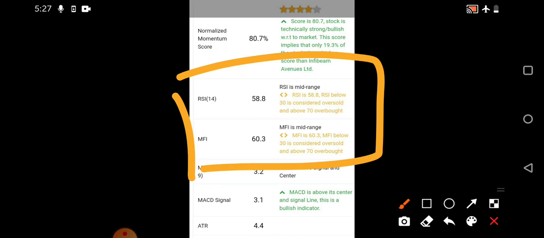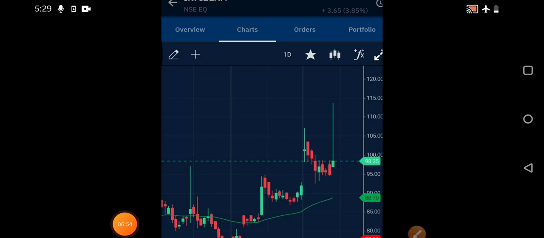Basically we deal with two regions: one is 20 and one is 70. If any stock goes below 20, it is called oversold, and if it goes above 70, it is called overbought. Currently you can see it is near 60, in the mid range. Before March 20 we may see some volatility, so try to handle that carefully. If you are already invested, you will definitely have maximum benefit of Infibeam Avenues.